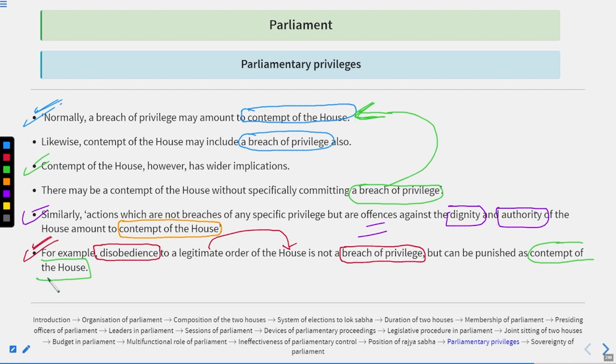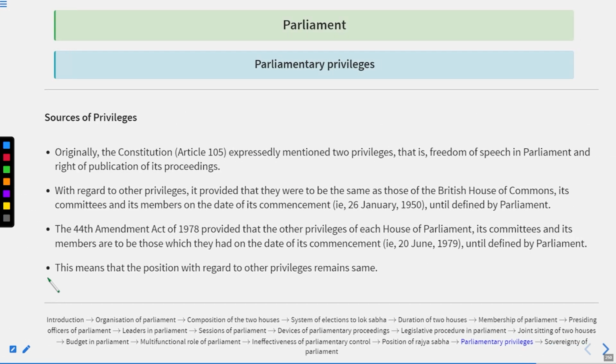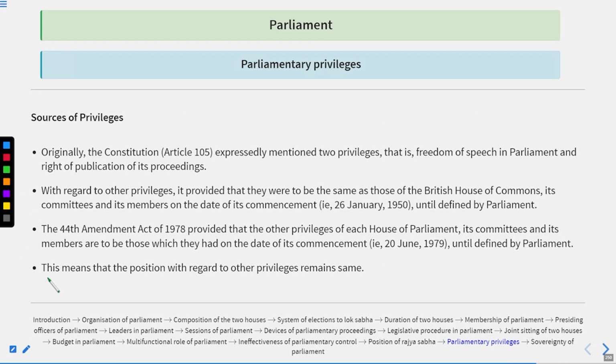Please keep the difference in your mind between the contempt of the house and the breach of privilege, because in the examinations a question could be asked, and if you are not very clear in the concepts, you will get confused, and there is a high tendency that you will mark the wrong answer. And we know the wrong answer will take your marks. Got it?